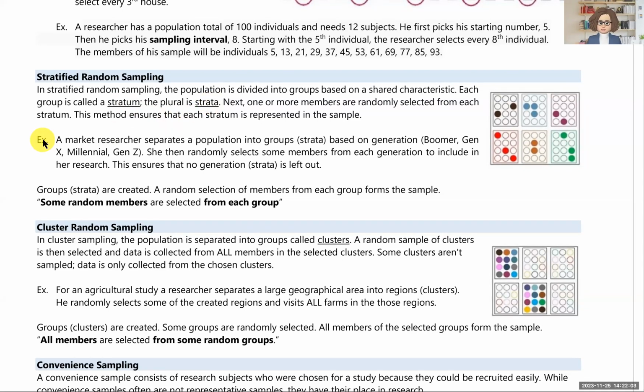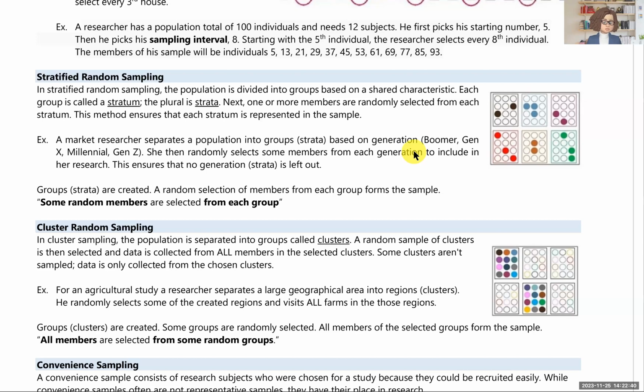So I'm going to just take my example here. So let's say we have a market researcher. They're going to separate the population into groups, strata, based on their generation. So perhaps we're talking about maybe a conference, lots of people in attendance, and there's baby boomers, there's some Gen X, there's millennials, some Gen Zs, and the researcher then wants to make sure that every generation is represented when she takes her sample. So what she does is randomly selects some members from each of those generations to include in her research.